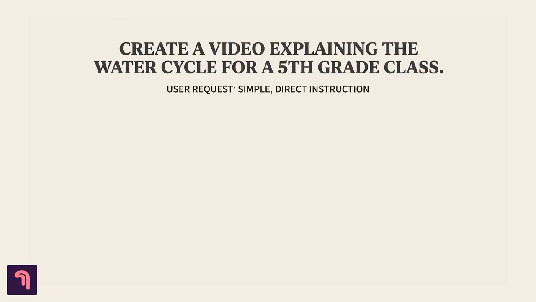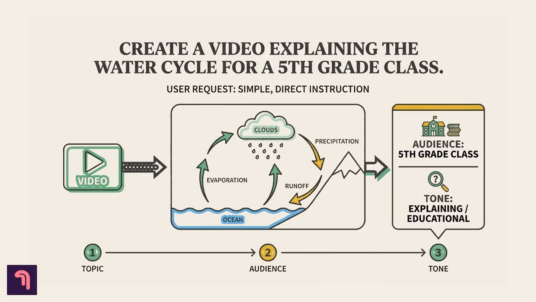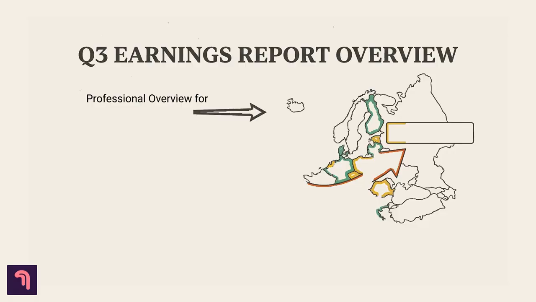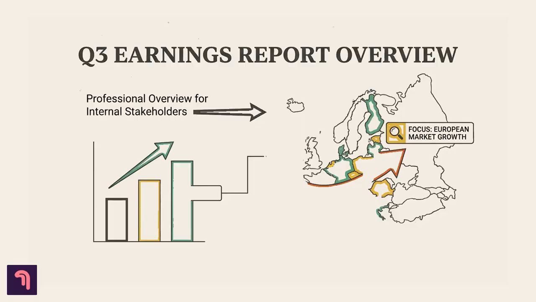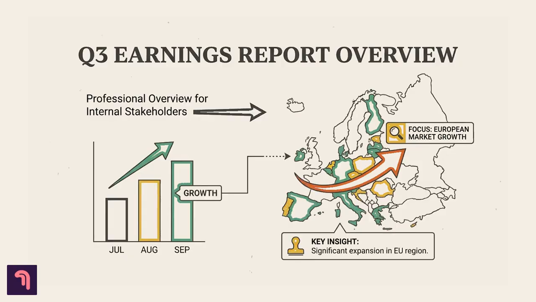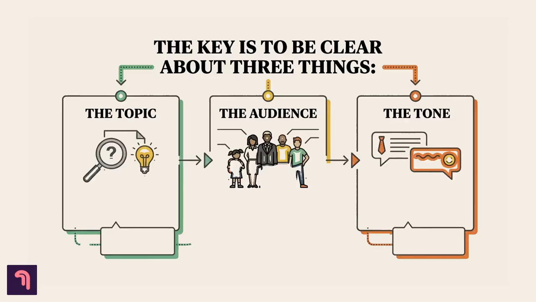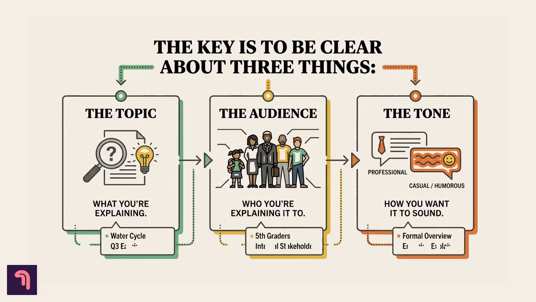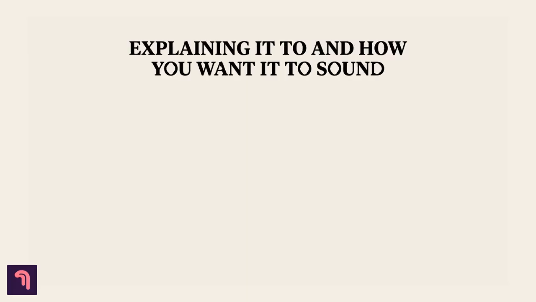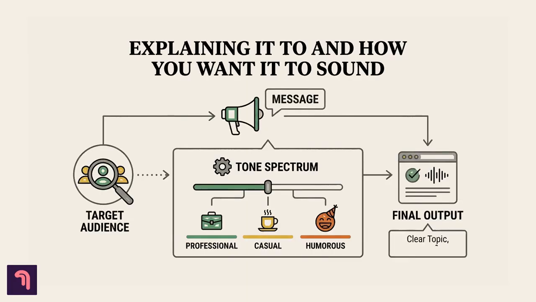You could say, create a video explaining the water cycle for a 5th grade class, or something more complex like, generate a professional overview of our Q3 earnings report for internal stakeholders focusing on growth in the European market. The key is to be clear about 3 things: the topic, the audience, and the tone. Tell it what to explain, who you're explaining it to, and how you want it to sound. Professional, casual, maybe even humorous.